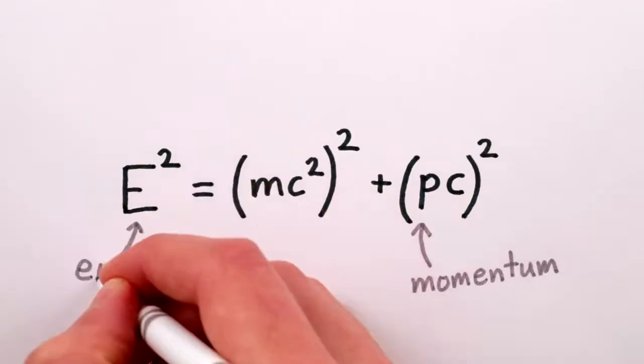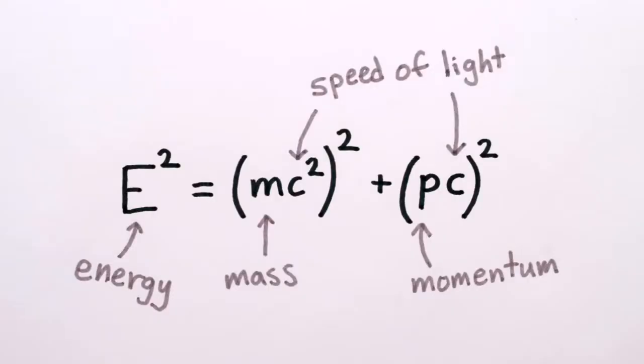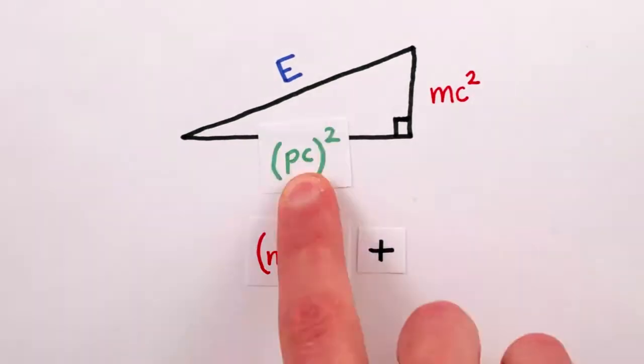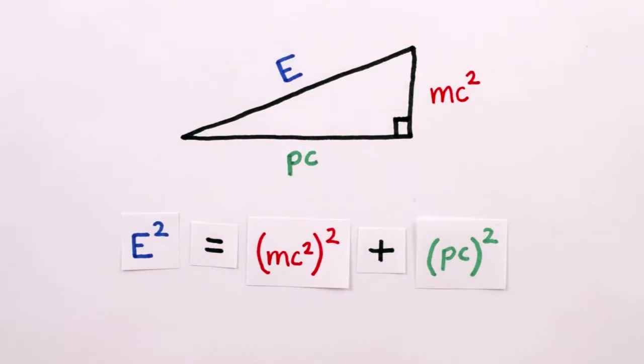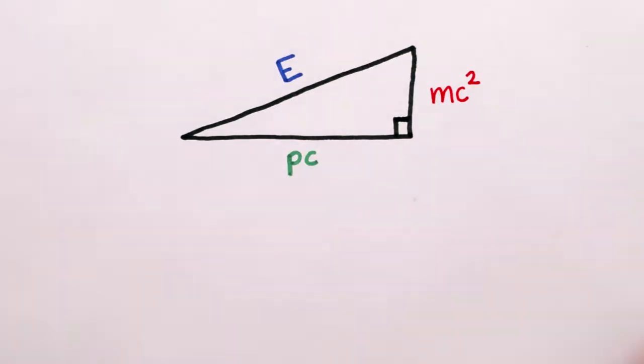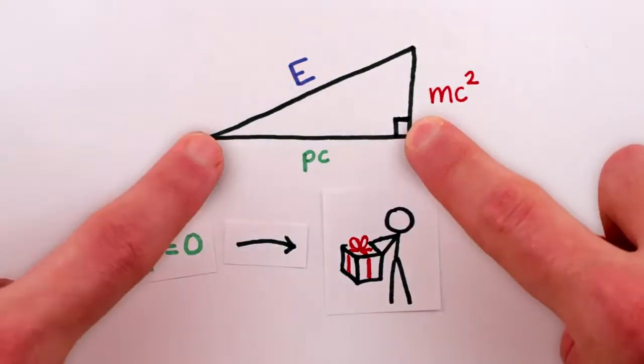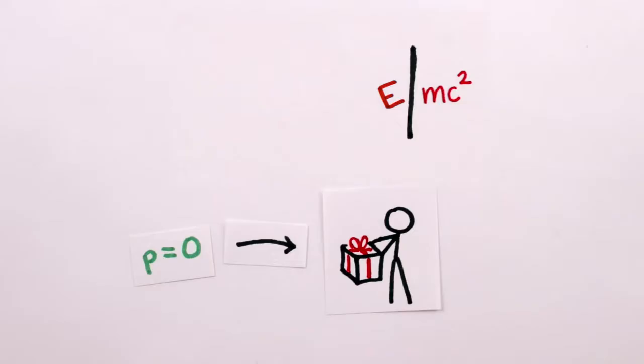object in question. This might all seem a bit confusing, but in fact you can draw it as a right triangle with sides E, mc², and pc, and just use the Pythagorean theorem a² plus b² equals c² to give you the equation. Also, from here it's clear to see that for an object that isn't moving and thus doesn't have any momentum, and thus p is 0, we get back our good old friend E equals mc².